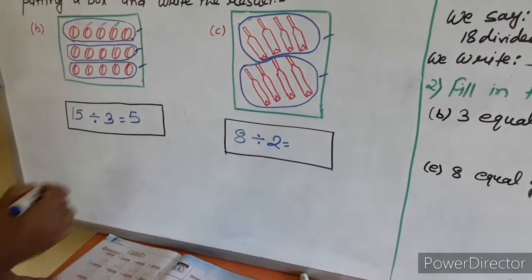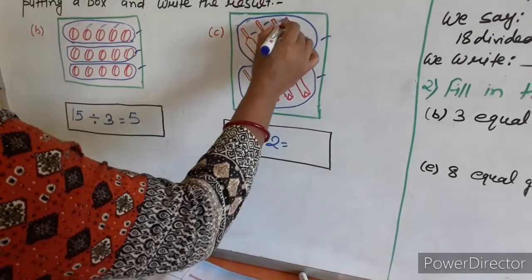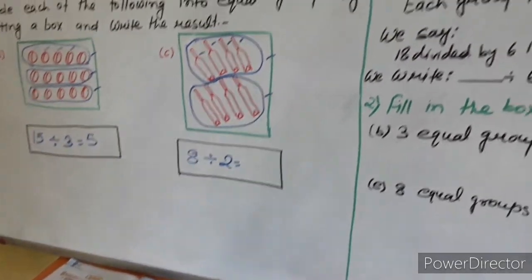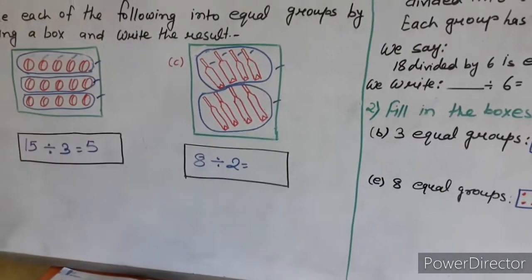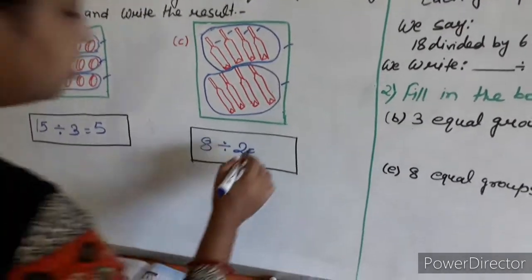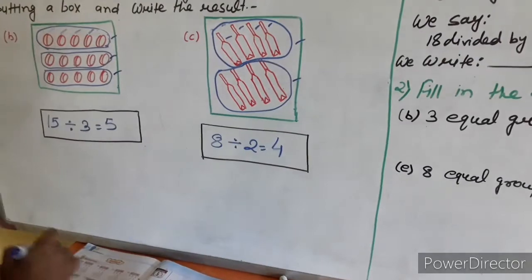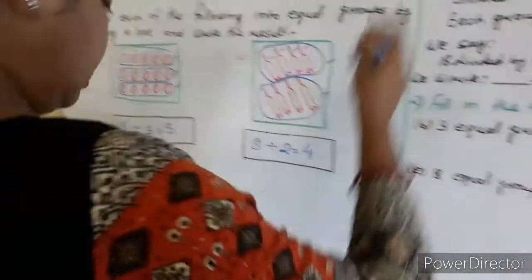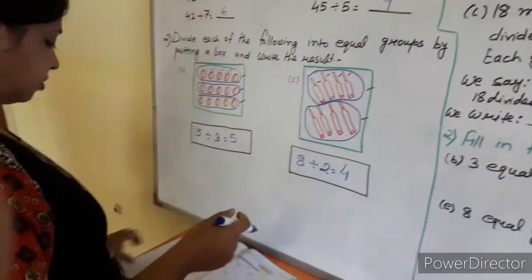In each group how many bats are there? 1, 2, 3, 4. So if you count the table of 2, 2 1 is 2, 2 2 is 4, 2 3 is 6, 2 4 is 8. Here 2 4 is 8. Like this way you can do. Then this is in the next page.